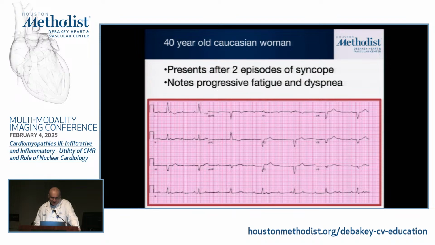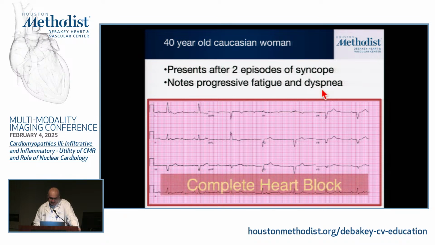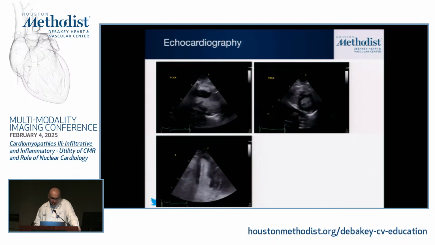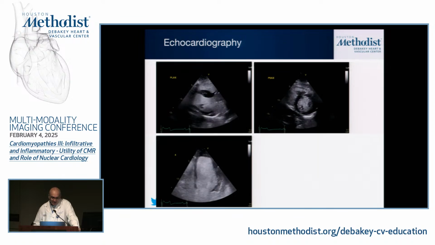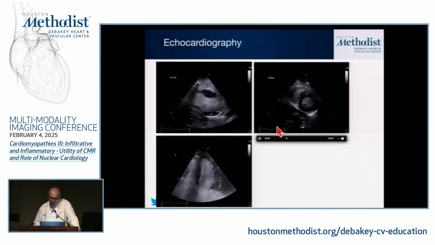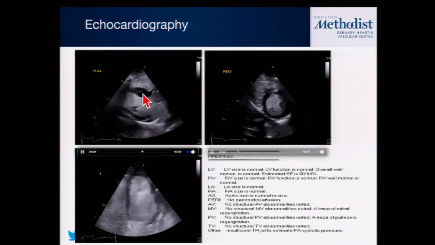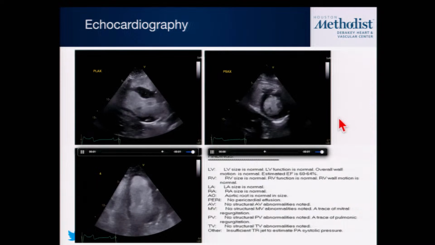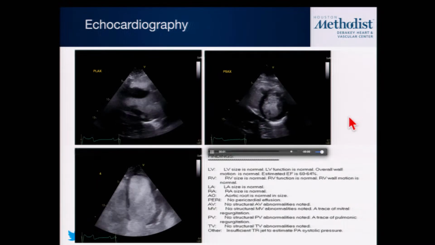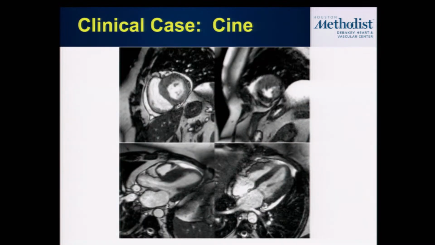Here's her 12-lead electrocardiogram, and you'll notice that there's evidence of complete heart block on the EKG. The echocardiogram that was done reveals normal LV function, and maybe you might think there's a little bit of increased wall thickness in the basal septum, but otherwise really nothing impressive on the 2D echocardiogram.